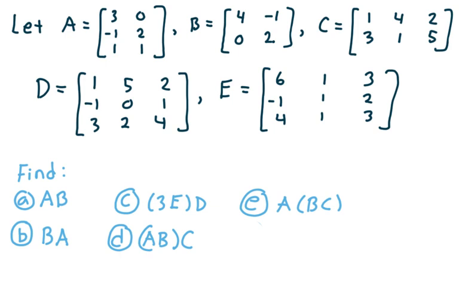We want to find the following. In part A, we want to find AB. In part B, we want to find BA if it is possible. In C, we want to take the quantity 3E and multiply it by D. In part D, we want to take the quantity A times B and multiply it by C. And then in part E, we want to take A times the quantity B times C. And let's get started.